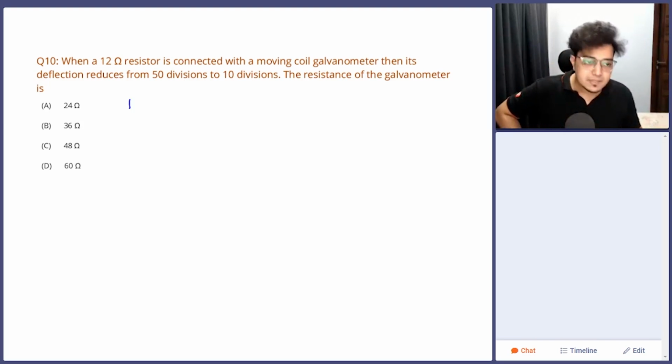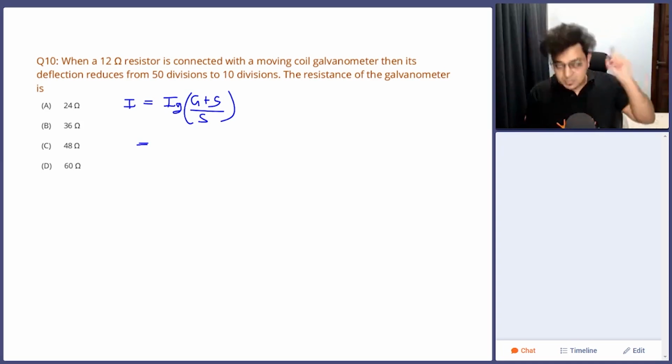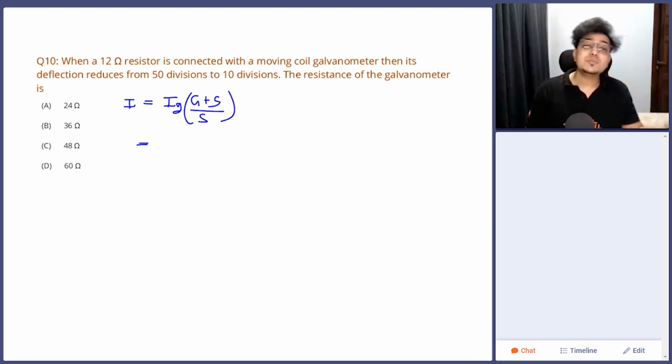So what we can do here is assume first it is being converted into an ammeter. If it is being converted into an ammeter, then we know the current formula. Current I is equal to Ig into G plus S upon S. This is the current that was there when the galvanometer was directly present in the circuit, without any other resistance. Then it was showing 50 divisions. So there will be some sensitivity, some current per division. If you assume that to be X, then the current will be 50 into X.